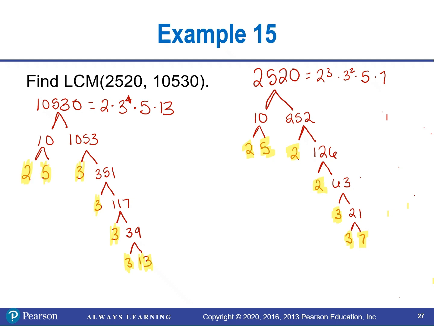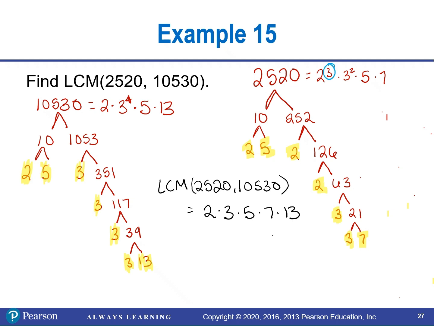So when I look for the least common multiple of these two values, I'm going to take all of the prime factors of both numbers. So I have 2, 3, 5, 7, and 13 because I have 2, 3, 5, and 7 in 2,520, and I have 2, 3, 5, 13 in 10,530. And now I'm going to take the greatest power that each of those are raised to.